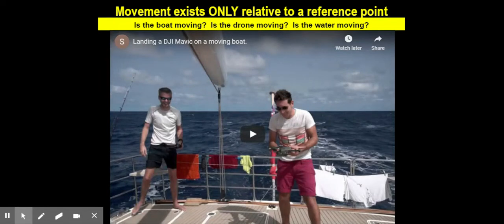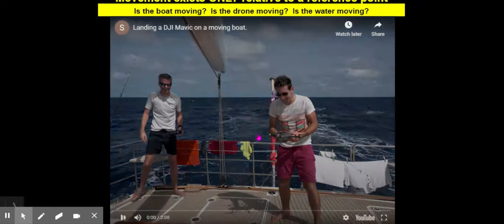Okay, so here's another example. Movement exists only relative to a reference point. Okay, so looking at this, think about, is the boat moving? Is the drone moving? Is the water moving? Think about all those things.